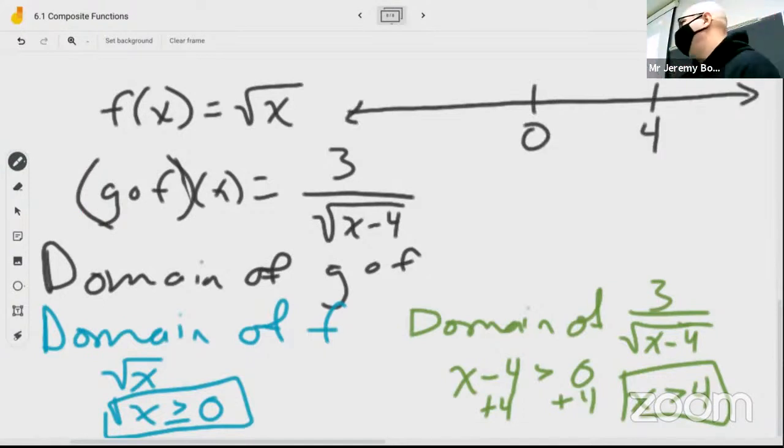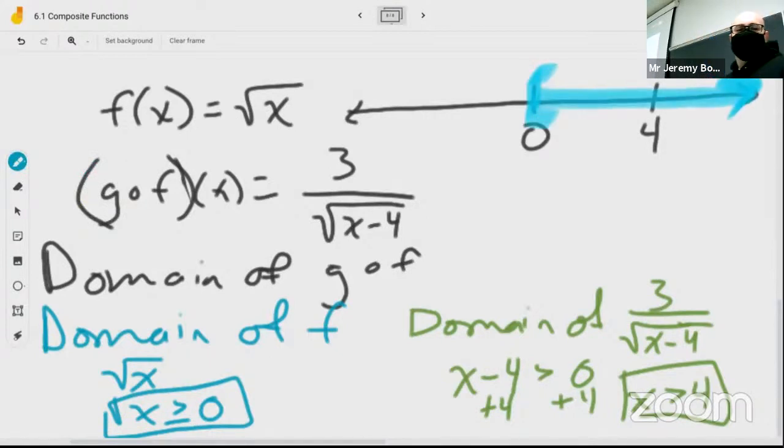So let's say we got a number line, right? And for f, we're saying that it's greater than or equal to 0. So it could be equal to 0 and everything right there. For the 3 over square root of x minus 4, we're saying that it just has to be greater than 4. Which one is more restrictive? The 4.